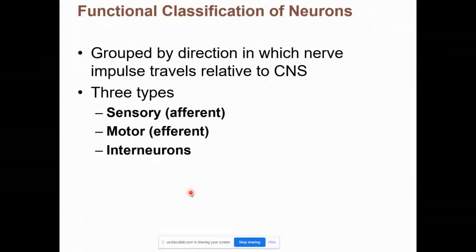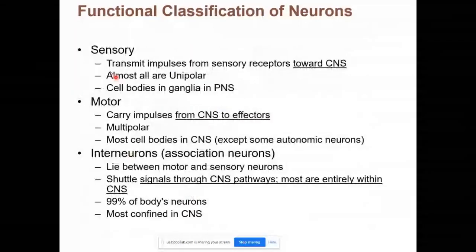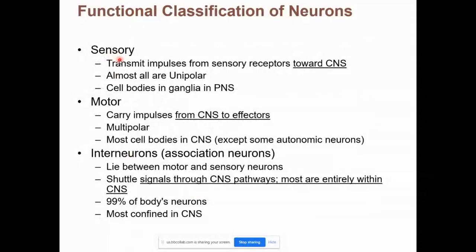All right, so here are the three types of neurons. I've touched on this already, but let's go through it. Sensory neurons transmit impulses toward the brain and spinal cord, so from all parts of the body to the CNS. Motor, just the opposite, carry impulses from the CNS to effectors. And we should know by now the effectors could be muscle or glands. Three types of muscle and glands.